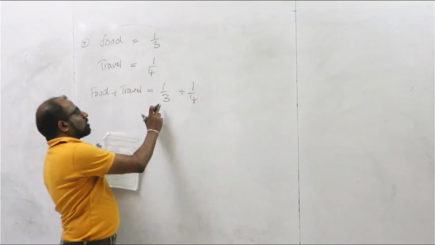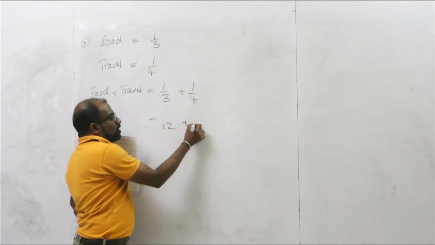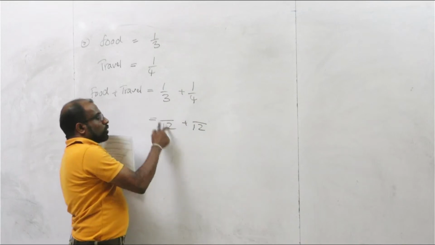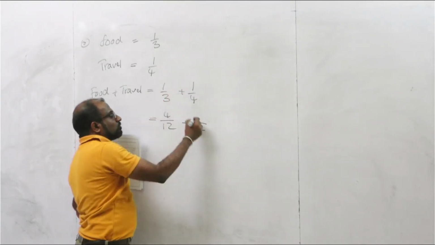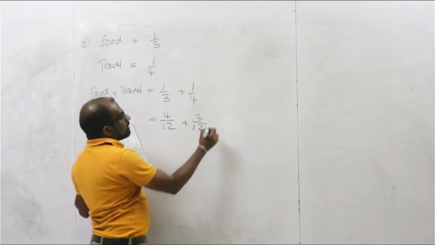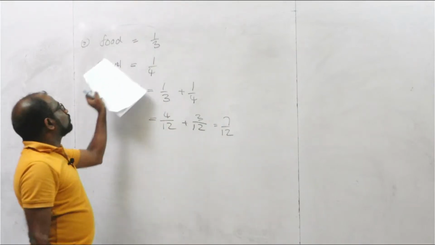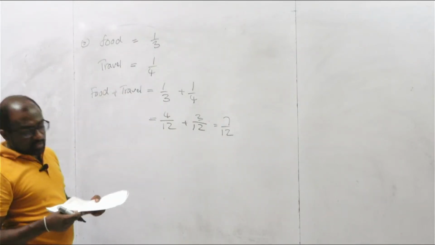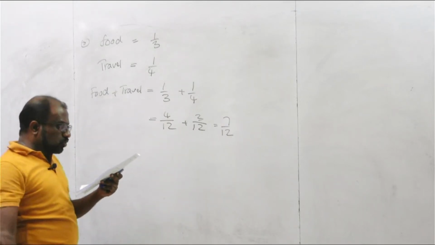So 3 and 4, common denominator 12. 12 divided by 3, 4 times 1, 4. 12 divided by 4, 3 times 1, 3. 7/12 is spent on food and traveling. And from the remaining he sent to parents and did the other things, right?